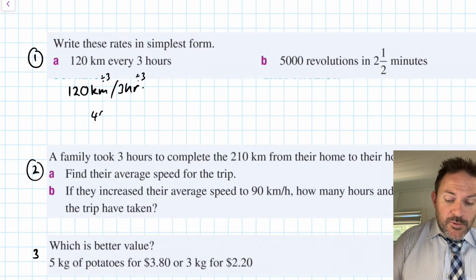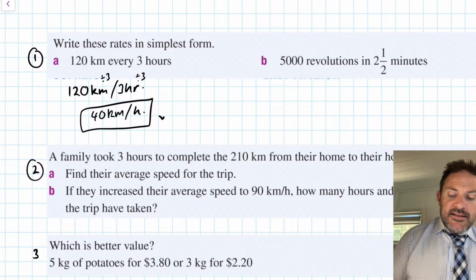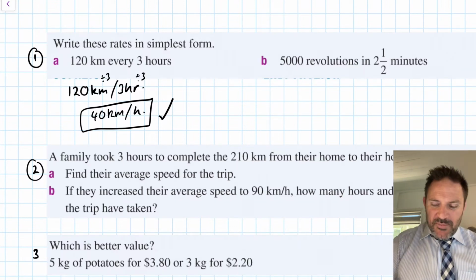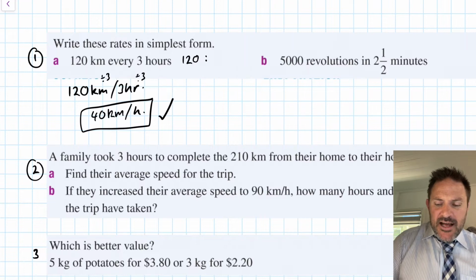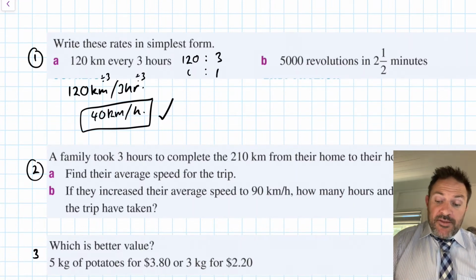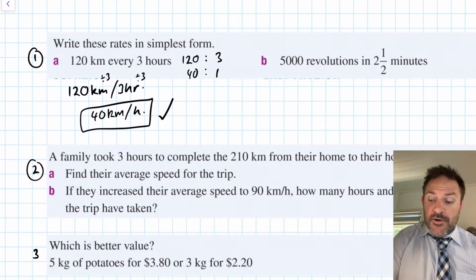120 divided by 3 is 40. We get 40 kilometers per 1 hour, and that's how I write it. Pretty straightforward, right? It's kind of like ratios. Before we were doing ratios like this, 120 to 3, we want it to 1. So we divide both sides by 3, we get 40 to 1. It works exactly the same way. It's why we're doing ratios first.